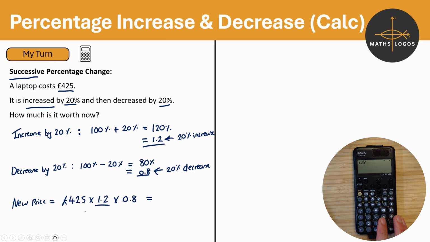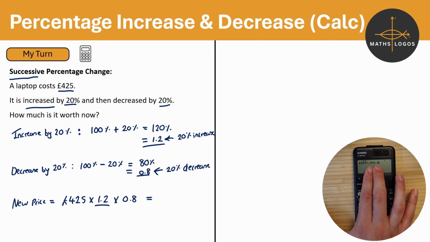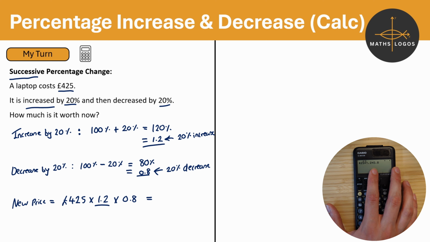So 425 increased by 20%, that's your 1.2. Decreased by 20%, that's your 0.8. And if you multiply these two numbers together, they don't equal 1. Therefore, my number isn't going to be the same. Of course, you might think that if we've increased by 20% and then decreased by 20%, we'd get back to the same answer. But actually, that's not the case. And let me just show you why that is.